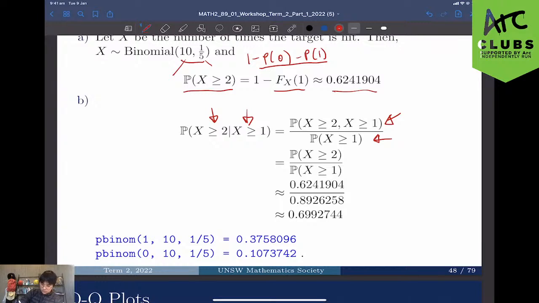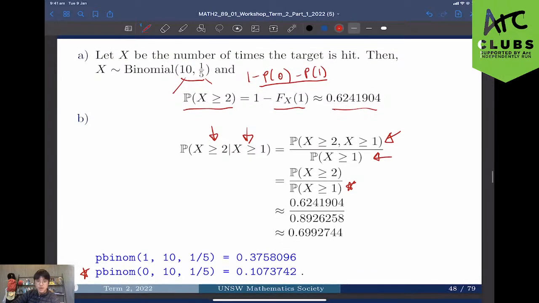So the denominator is 1 minus the probability that we hit the target 0 times. And the top is where we hit it at least twice. So that's just going to be the result we calculated in part 1.